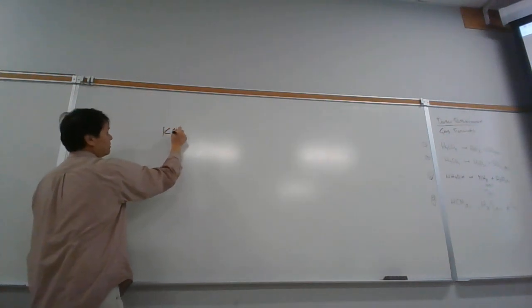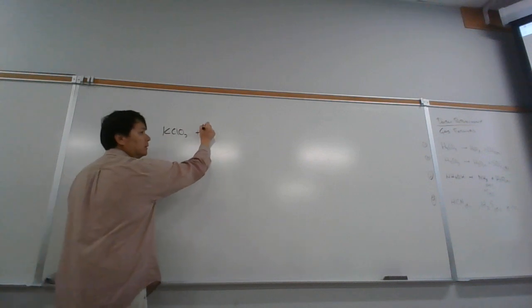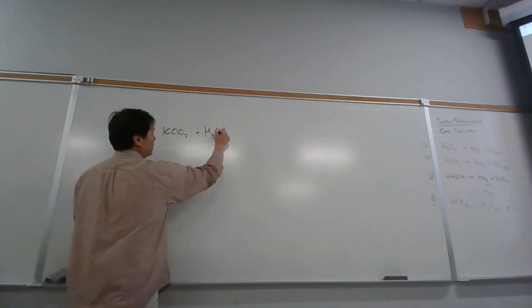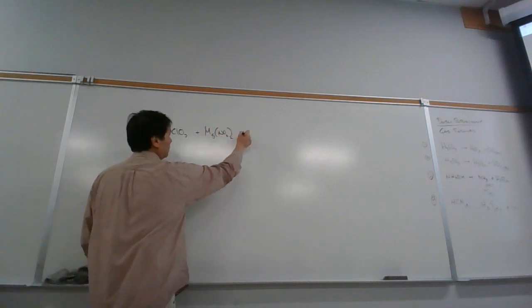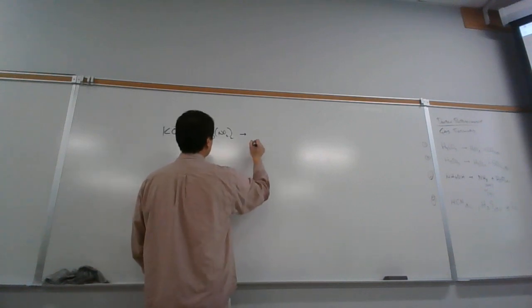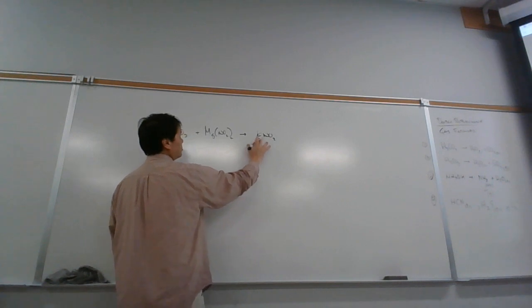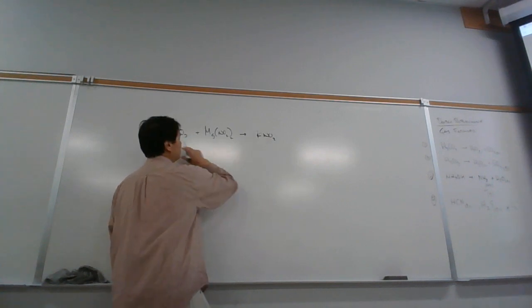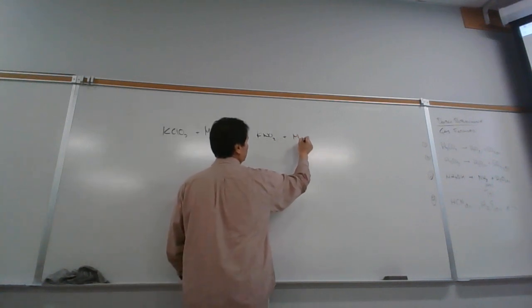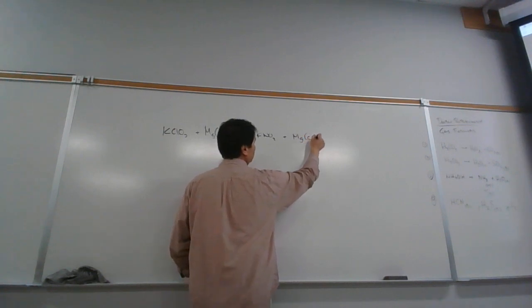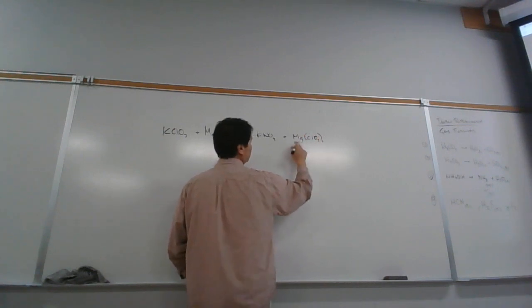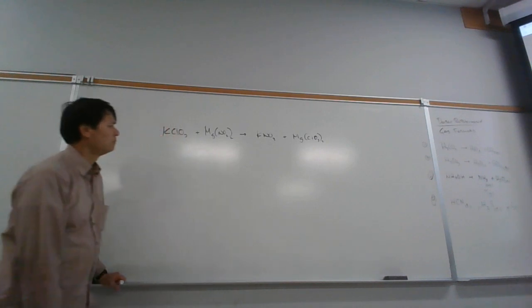So if we're looking at potassium chlorate plus magnesium nitrite, we're going to have potassium nitrite like this, and it's 1-to-1. Potassium is plus 1, nitrite is minus 1. And magnesium chlorate is going to be a 1-to-2: 2 chlorate for every magnesium because chlorate's minus 1.